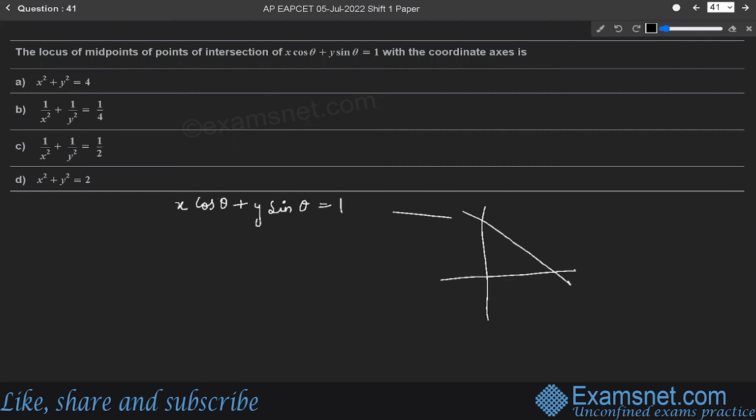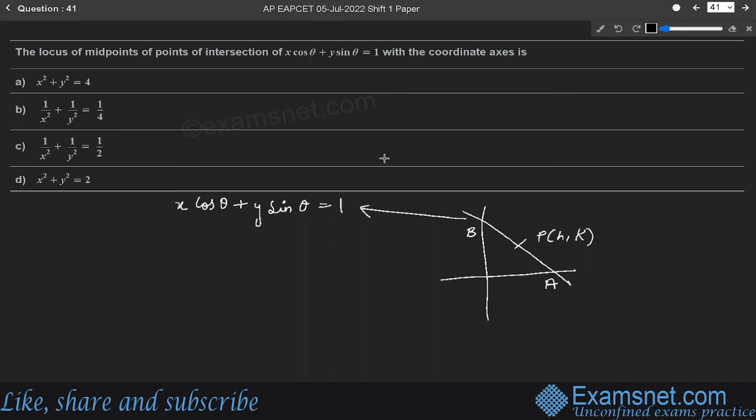This is the line x cos theta plus y sin theta is equal to 1. Let this point be A and let this point be B. Let P be the midpoint of A and B and let the coordinates of P be h comma k. We know that if we have to find the coordinates of A and B, then firstly we will put y is equal to 0. Then we will get the coordinate of A.